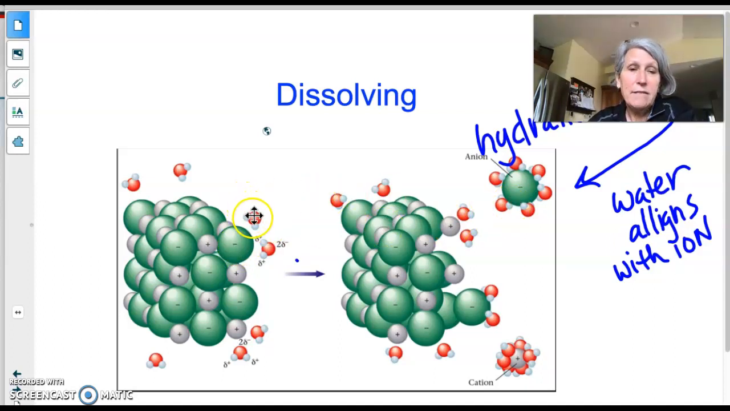And what happens is that the water is able to pull off this anion from this crystal lattice, as it's showing right here. And notice specifically that the partial positive portion of the water molecule is attracted to the negative anion. And then on a cation, the water orients itself with the partial negative side of the water molecule being attracted to the cation. And that's what allows for dissolving of an ionic compound to happen specifically.